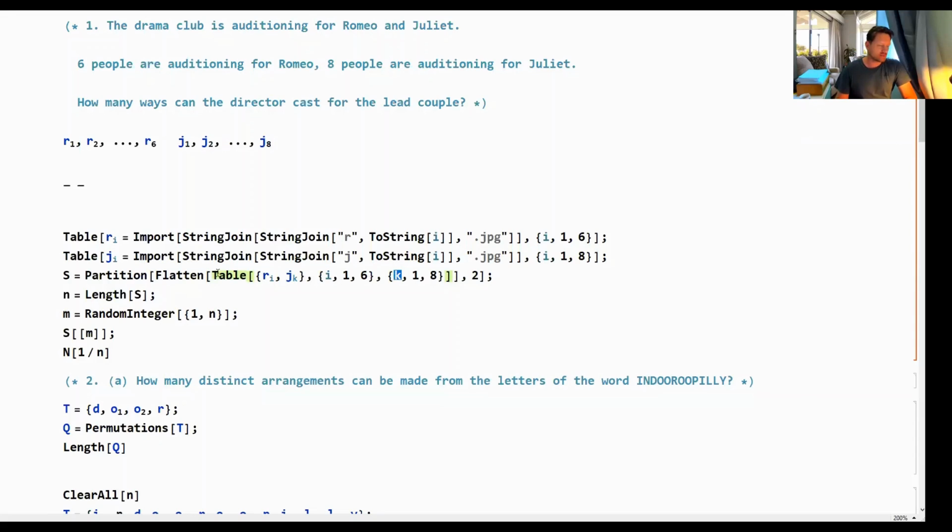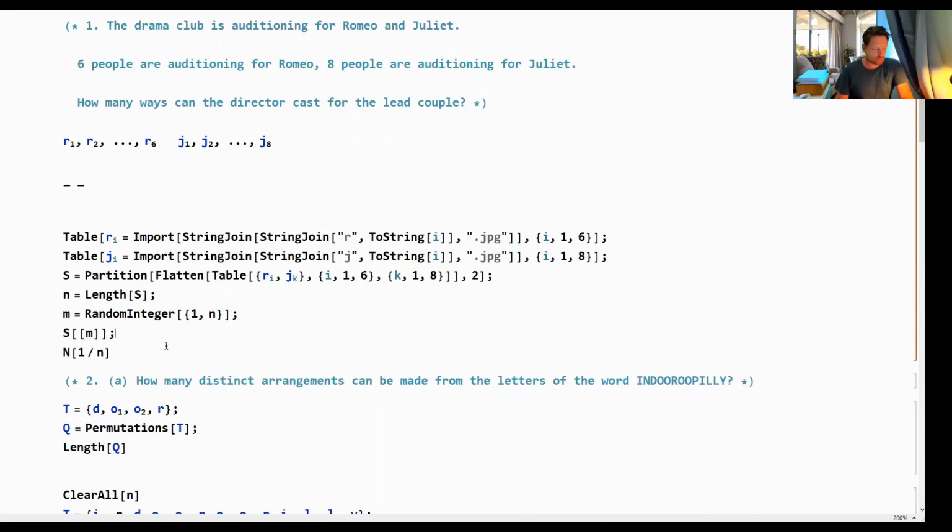Then I'm getting rid of the extra brackets with this command, and then I'm breaking them up into pairs again, because this procedure inside right here gives me lists of lists. But I really want just one list of pairs. Then here I count how many I have. This command gives me a random integer from 1 to n, puts that in memory as m, and then finally I'm going to index out of the set S, or the array S here, which is the collection of all those images. And the final one is the probability that I get a particular pair.